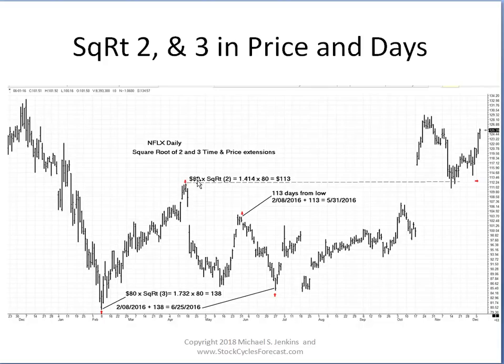But it's also a time period, because 113 days from this low over here gave us this exact high right here. Now if we went back to that low and we did the square root of 3, 1.732 times our 80 low, it would be 138. We can add the 138 as a time factor from our low, and we get 625.16, which is this exact low here. So from this low, we're getting lots of information.